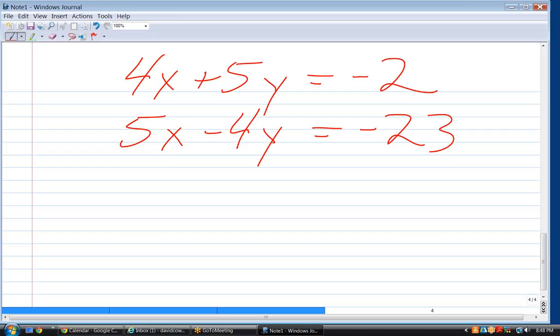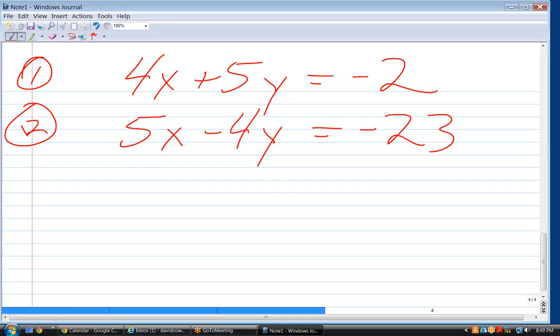So what do I have to do? This is equation 1, this is equation 2. You can't combine them yet. I could, but I'll still have two variables. In other words, I could add them, and I would have 9x plus y equals -25, but that doesn't help me any. The only way I can solve it is if I can get a variable to be eliminated.